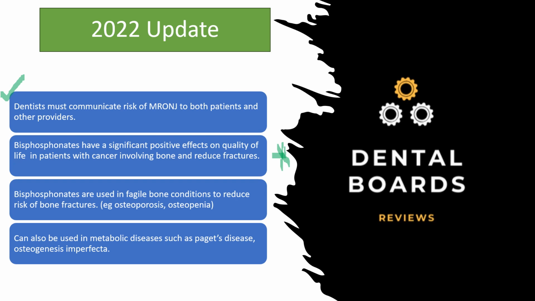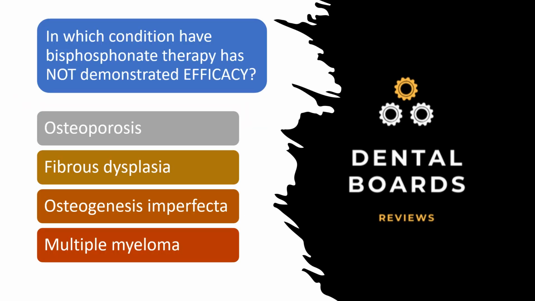Bisphosphonates are used in fragile bone conditions to reduce the risk of fracture, so osteoporosis or osteopenia. There are other conditions, as we mentioned before in the previous slide. Bisphosphonates can also be used in metabolic diseases such as Paget's disease and osteogenesis imperfecta.